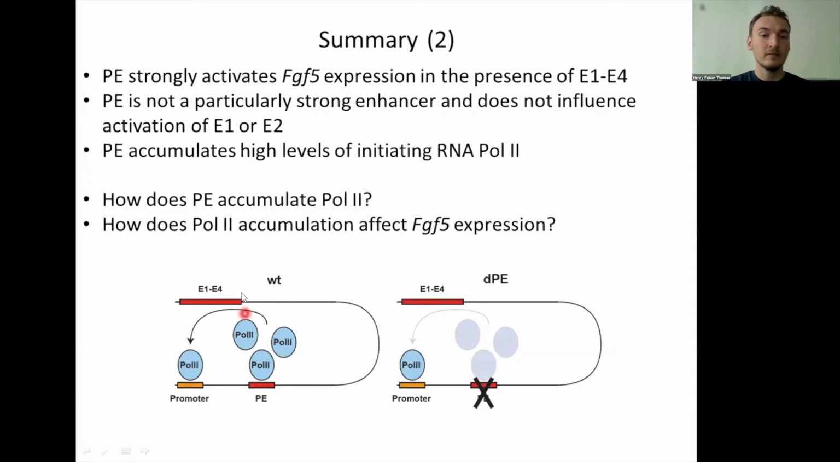The second question is how this accumulation of POL2 would contribute to Fgf5 expression. Once again, there are several possibilities. One is that PE simply acts as a reservoir for RNA polymerase, so that it recruits the local concentration of polymerase that can then be recruited to the promoter by the outside enhancers. An alternative explanation could be that the C-terminal domain of the RNA polymerase, that has been reported before to be involved in interactions with transcription factors and other polymerase molecules, might contribute to the recruitment of additional transcription factors, cofactors, and polymerases, and that this then leads to Fgf5 activation.